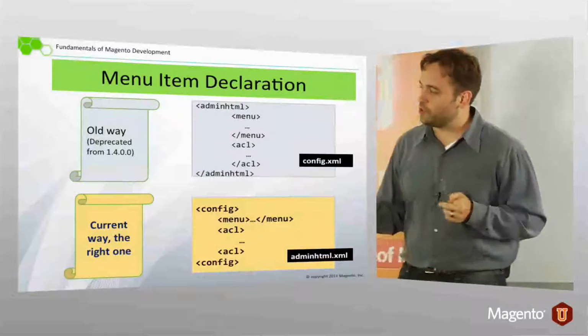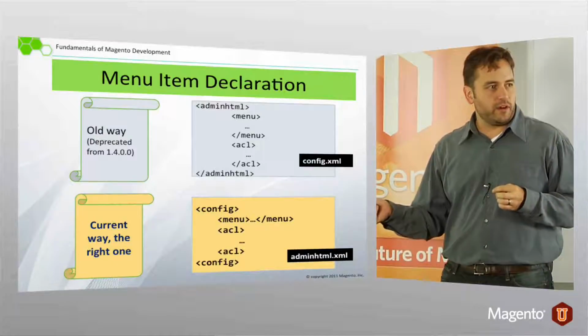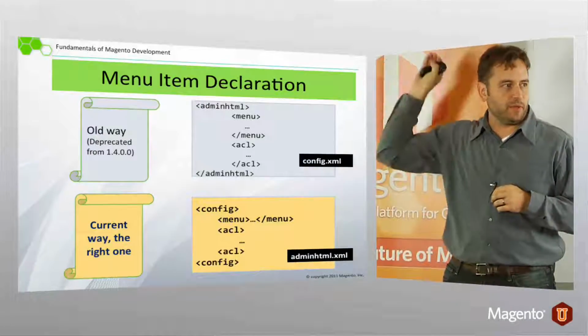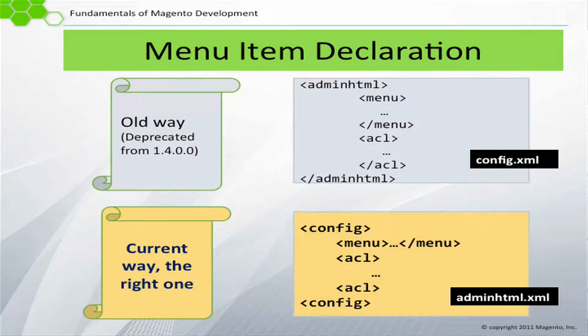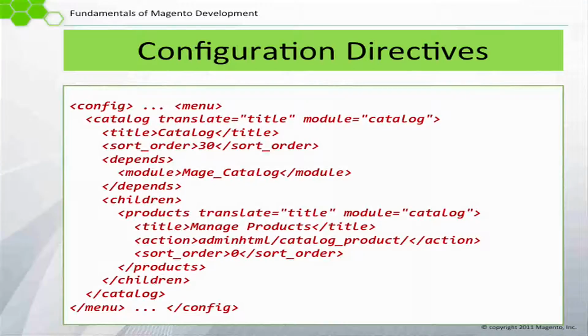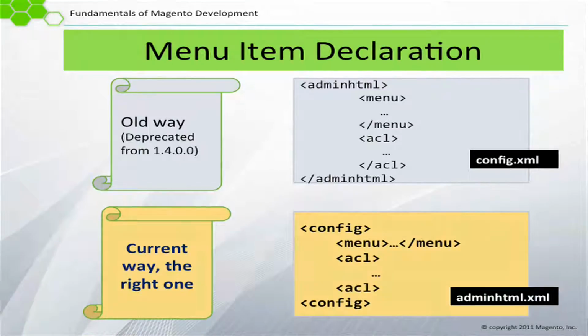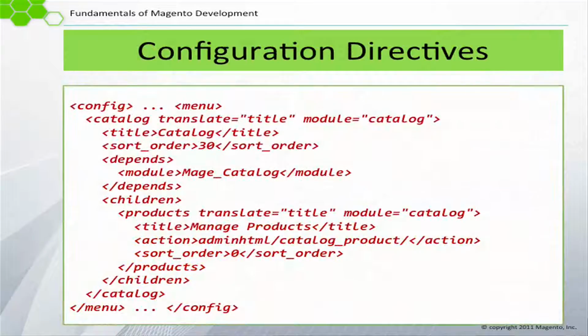And that has this basic structure here. So config and menu, right here, this menu node, this builds the menu at the top of the admin panel. And ACL obviously builds out that ACL tree. And there are similar syntaxes here. The structure of these two will be similar. So what does that structure look like? Well, in the case of Adminhtml, inside a config node, again we have menu, and then we define a catalog node, okay?